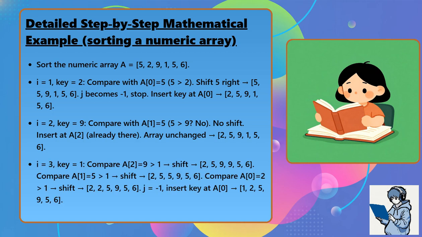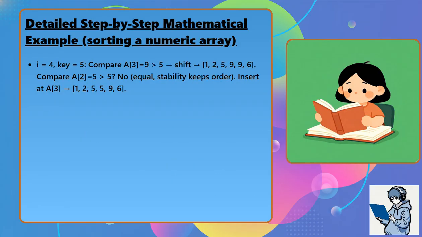Compare A[2] equals 9 greater than 1, shift, resulting array 2, 5, 9, 9, 5, 6. Compare A[1] equals 5 greater than 1, shift, resulting array 2, 5, 5, 9, 5, 6. Compare A[0] equals 2 greater than 1, shift, resulting array 2, 2, 5, 9, 5, 6. j equals minus 1, insert key at A[0], resulting array 1, 2, 5, 9, 5, 6.